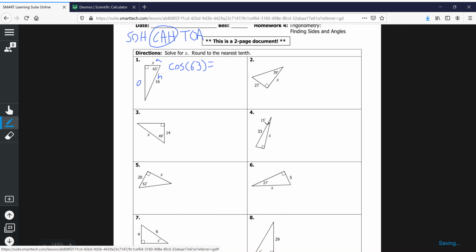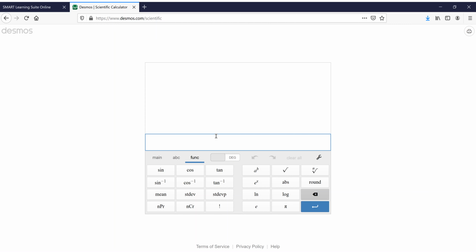And that's going to equal the adjacent over hypotenuse, so x over 16. Then you would multiply by the 16, and you would get the cosine of 63 times 16 equals x. Now this is where you get your handy dandy scientific calculator. I found one that's really nice. It's called the Desmos scientific calculator.